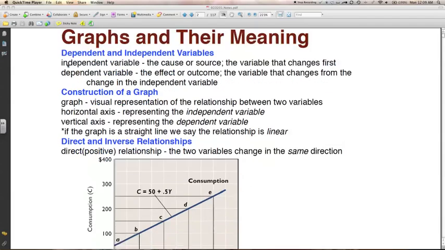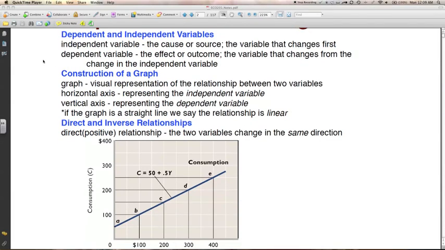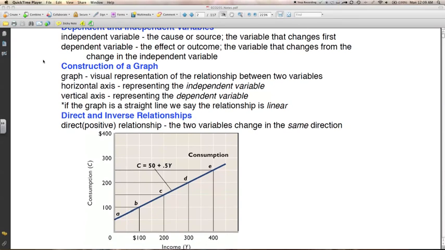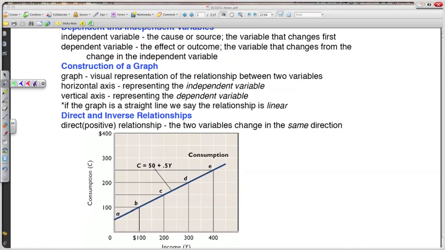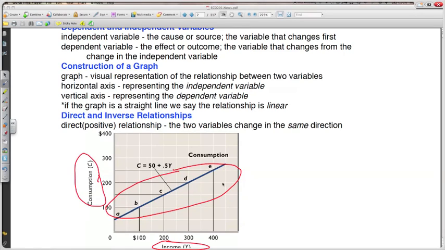Construction of a graph. A graph is just a visual representation of the relationship between two variables. A horizontal axis usually represents the independent variable, whereas the vertical axis represents the dependent variable. If the graph is a straight line, we say the relationship is linear. You can see that in our graph down here. This line right here is a linear line. So this relationship between income and consumption is a linear relationship.